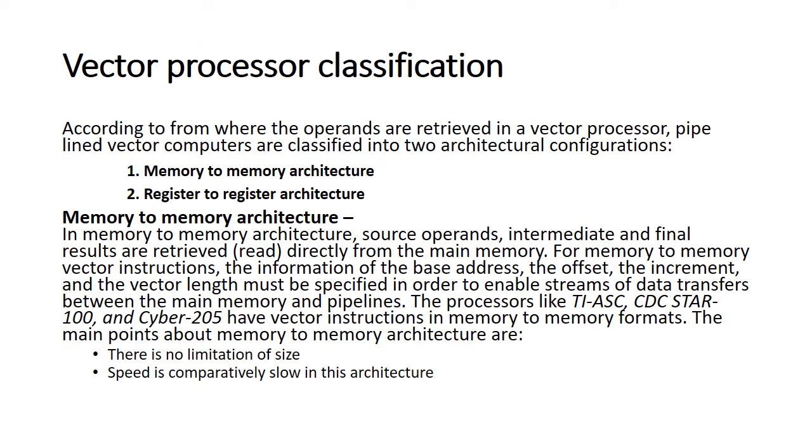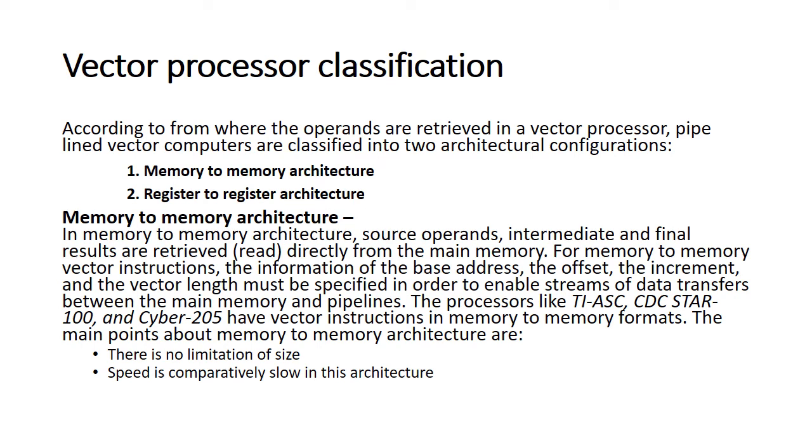Now let's know about the classification of vector processors. According to where the operands are retrieved in a vector processor, pipelined vector computers are classified into two architectural configurations. One is memory to memory architecture and another is register to register architecture. So let's introduce memory to memory architecture.